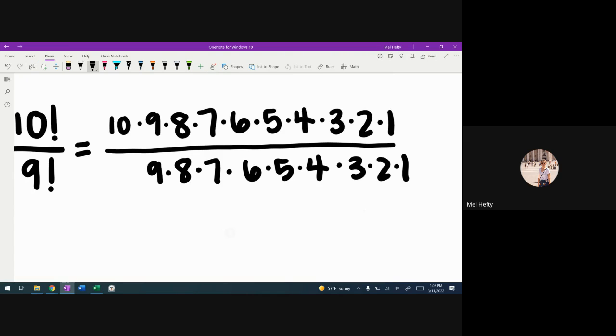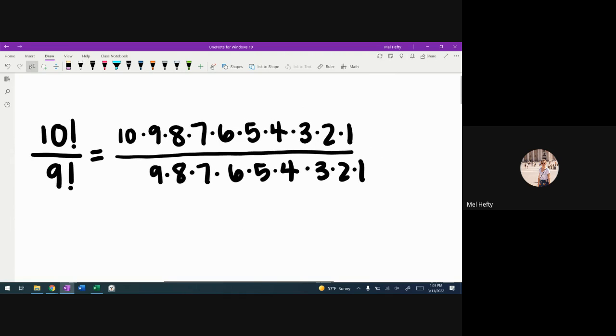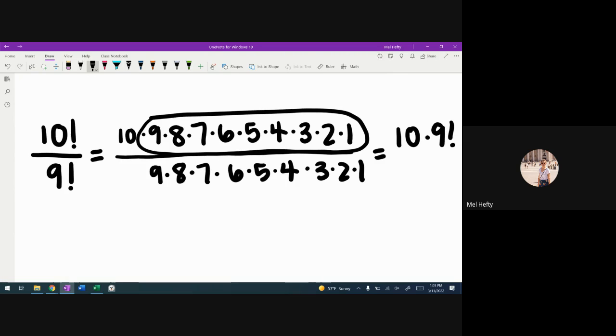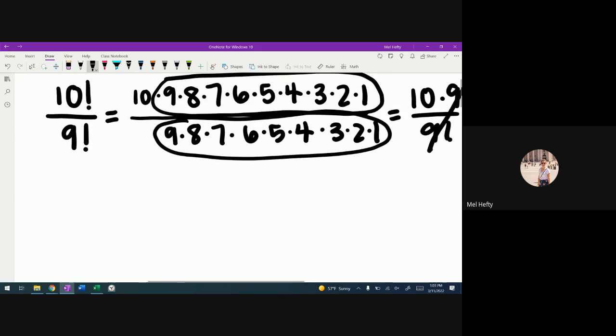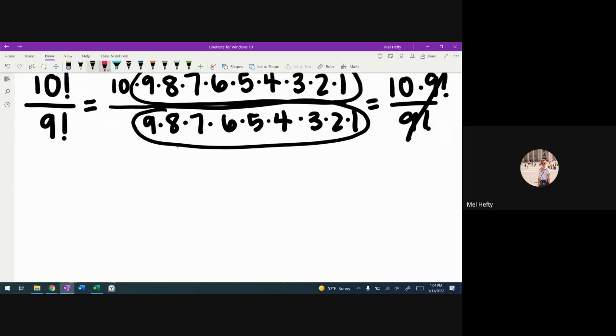But Sean said something cool. Sean, what did you say about 10 factorial? So this is 10 times 9 factorial. So I could collect all of these up as a factorial, all of these up as a factorial, and then I could cancel them all at once. Great. All right, extensions.